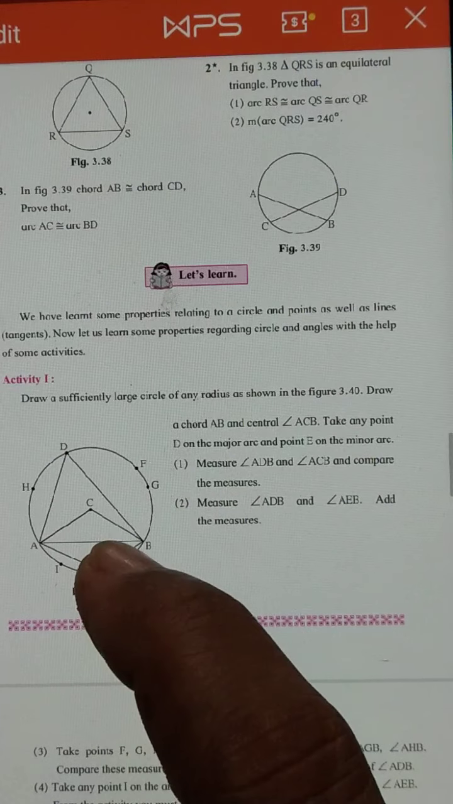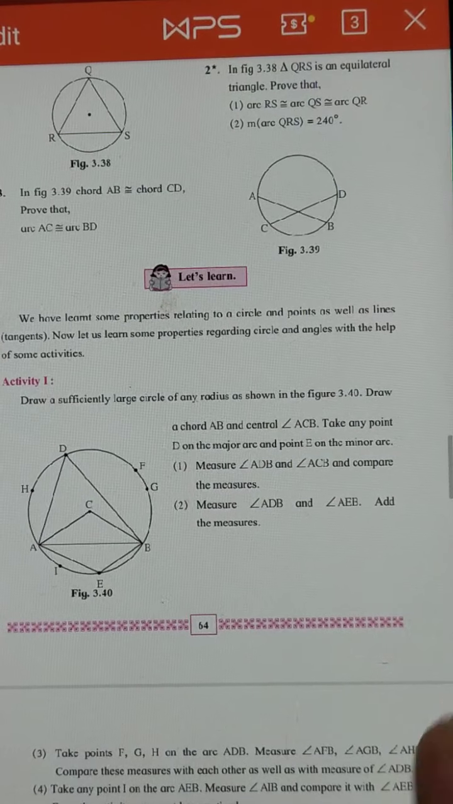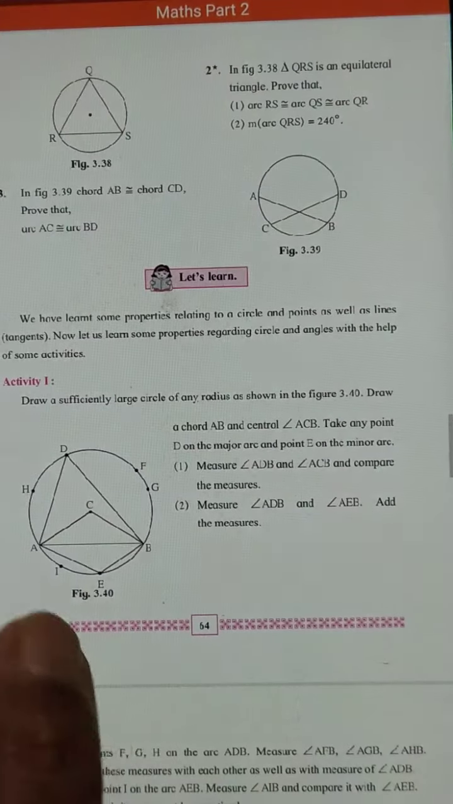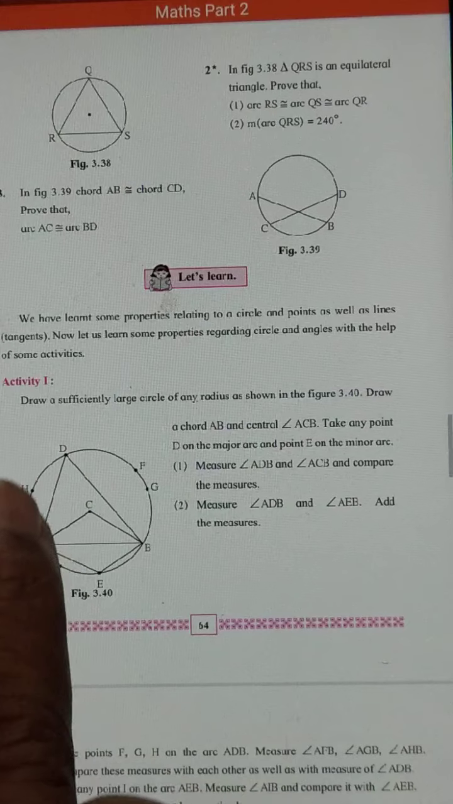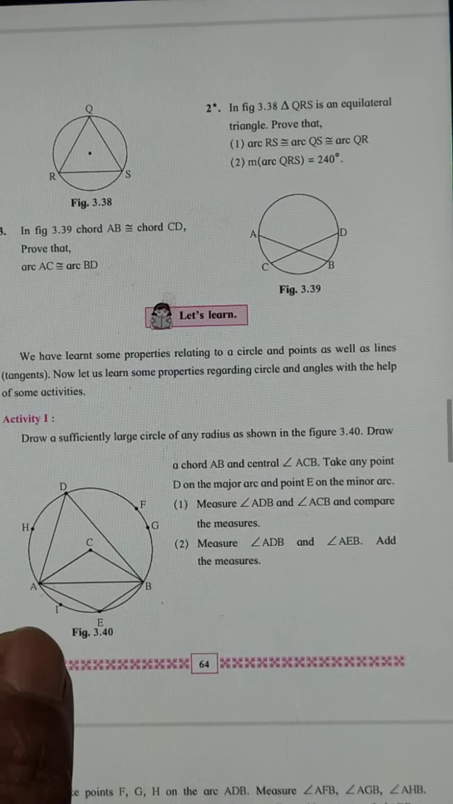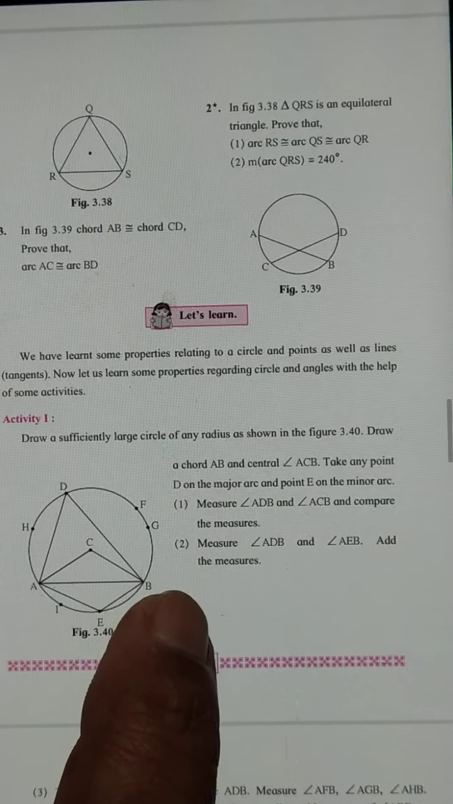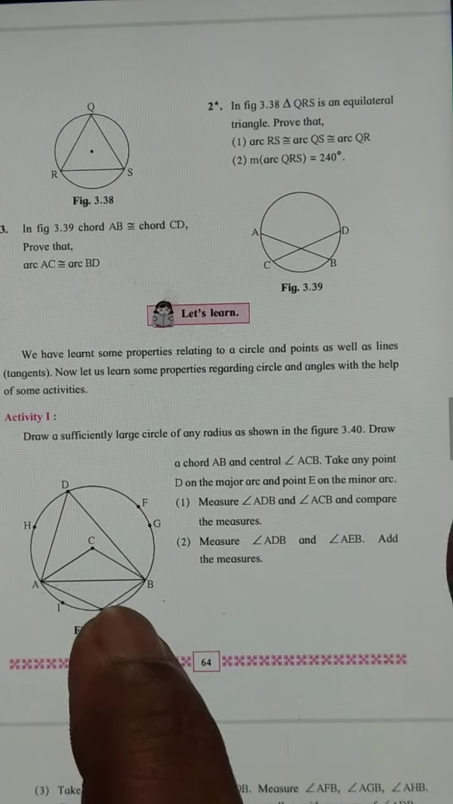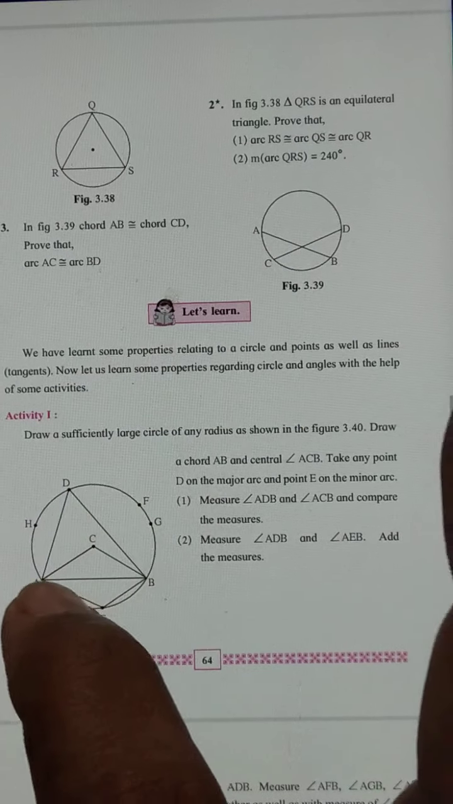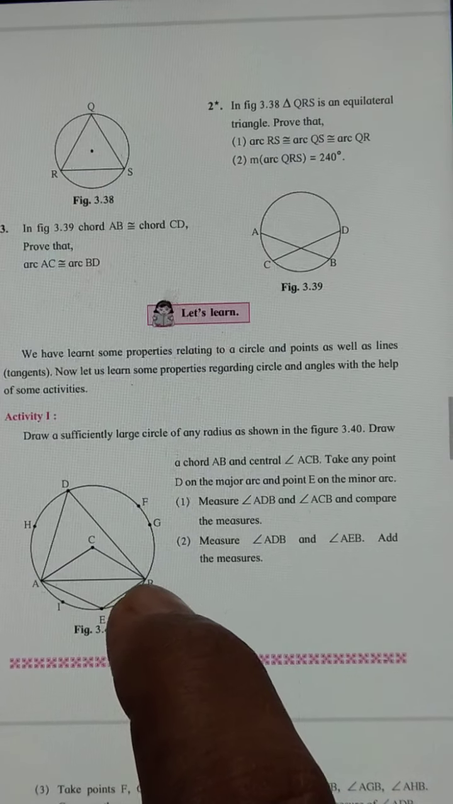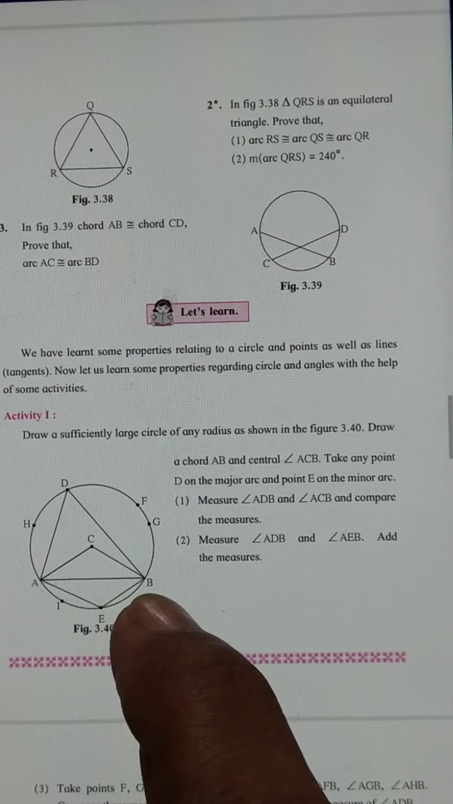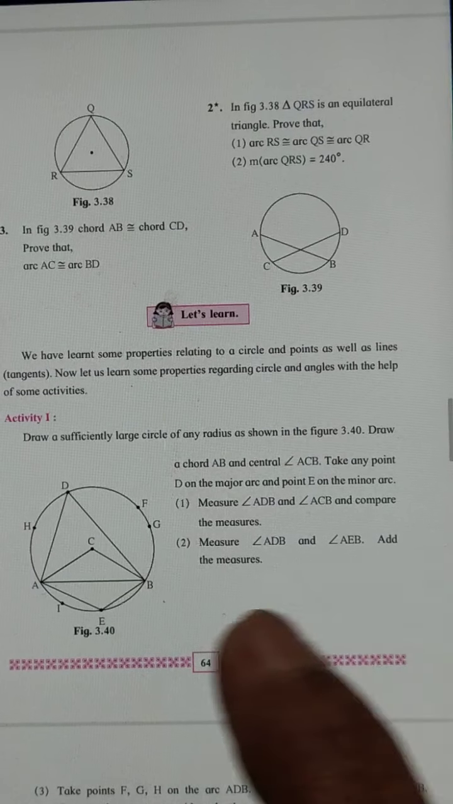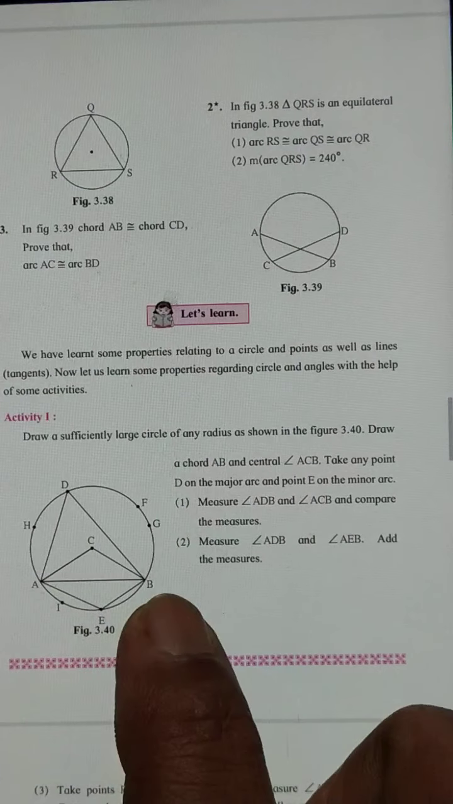Here also take point D. Take point D on the major arc. Here ADB is a major arc and AEB is a minor arc. So take a point D on the major arc. So here let us see, we have to measure angle ADB.